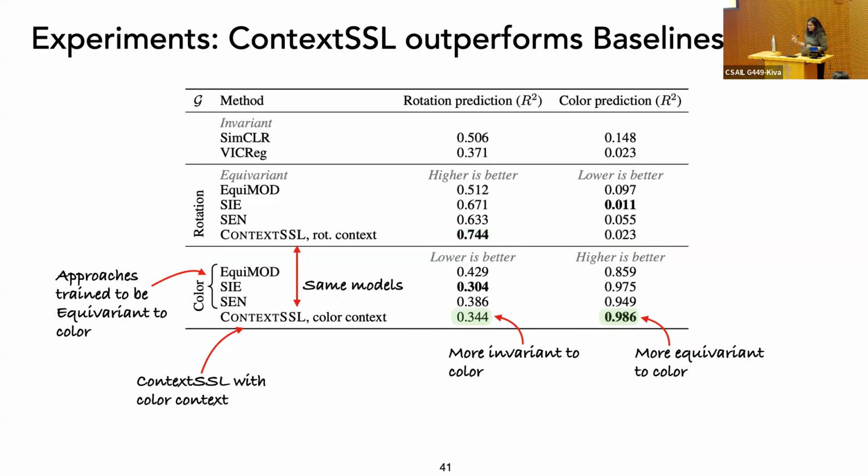We observe similar results for the case of color, where now in the color environment, we expect the color prediction accuracy to go up, but the rotation prediction accuracy to go down. An important thing to note here is that EquiMod, for instance, under the two settings, corresponds to two different models: one trained to be equivariant to color and the other trained to be equivariant to rotation. However, Context SSL in these two rows corresponds to just the same model, but with different context at test time.